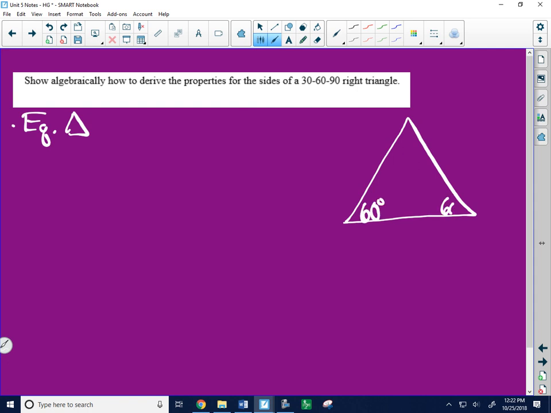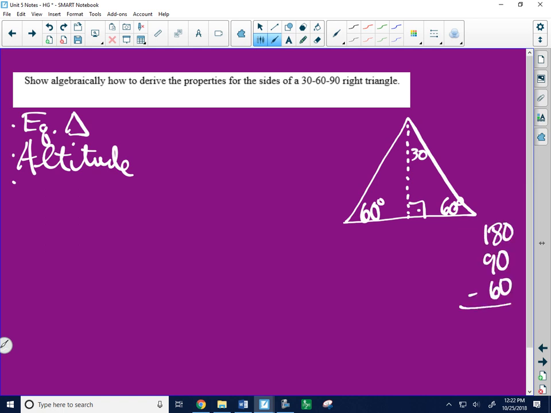They're all 60. Don't draw the top one in though, because what I'm going to do is draw an altitude. Guys, listen up. Altitude is perpendicular. It's the height of the triangle, perpendicular. So it makes a 90, it makes a 60, and a 30. We haven't done it yet, but if you subtract 90 and 60 from 180, you get 30.